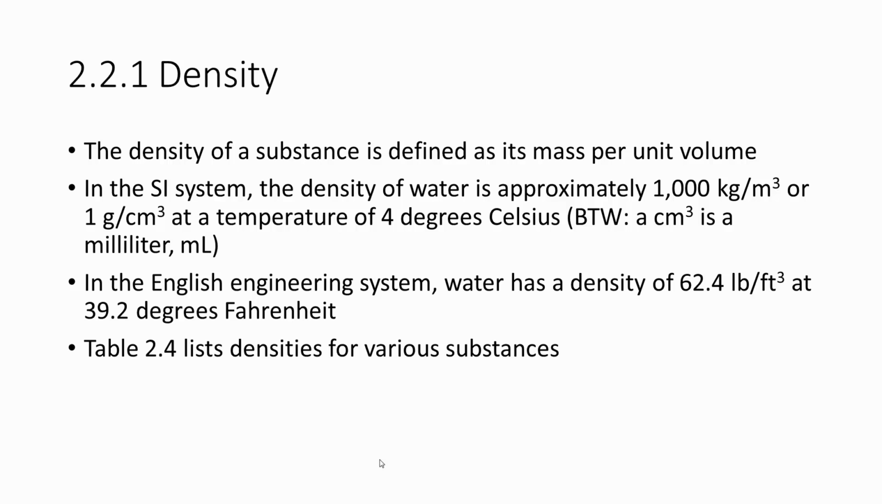2.2.1 Density. The density of a substance is defined as its mass per unit volume. In the SI system, the density of water is approximately 1,000 kilograms per cubic meter or 1 gram per cubic centimeter at a temperature of 4 degrees Celsius. And by the way, a cubic centimeter is a milliliter, which is important for converting things in the laboratory and whatnot. In the English engineering system, water has a density of 62.4 pounds per cubic foot at 39.2 degrees Fahrenheit. Table 2.4 lists densities for various substances that you might find of interest.